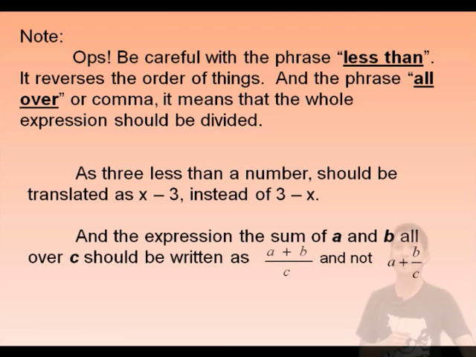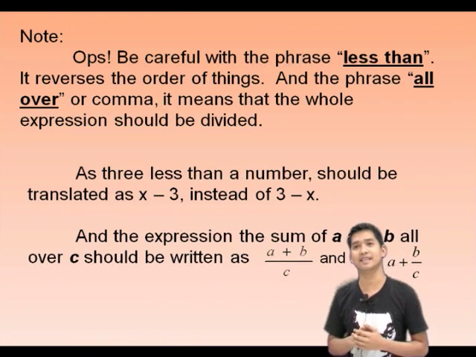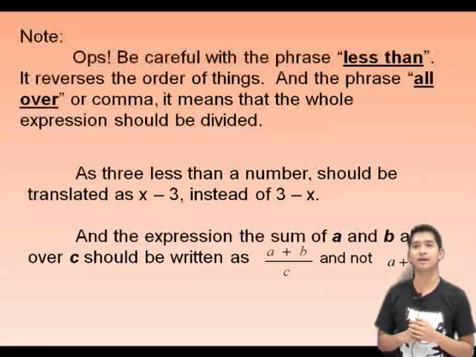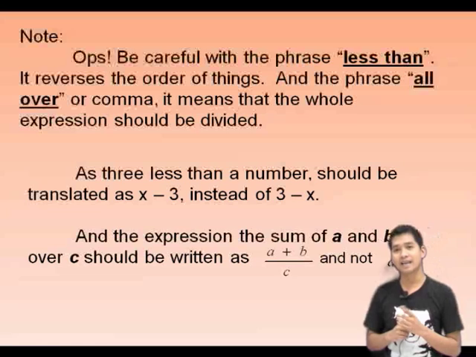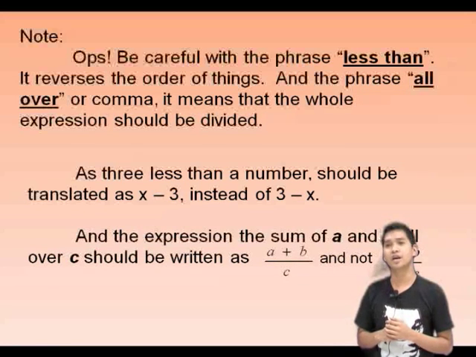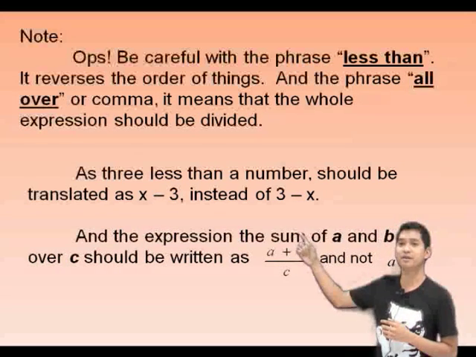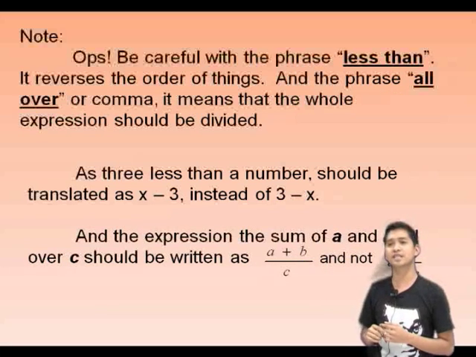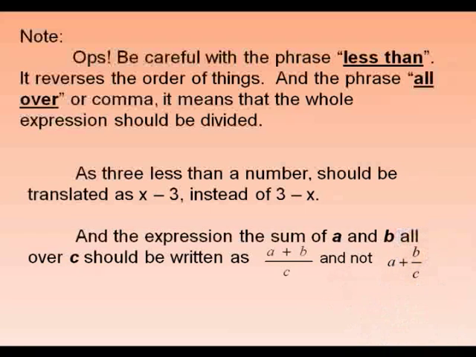Now, be careful with the phrase "less than." It reverses the order of things. And the phrase "all over" or a comma means the whole expression should be divided. As 3 less than the number should be translated as x minus 3 instead of 3 minus x. And the expression "the sum of a and b, all over c" should be written as the quantity a plus b, over c, and not a plus b over c.